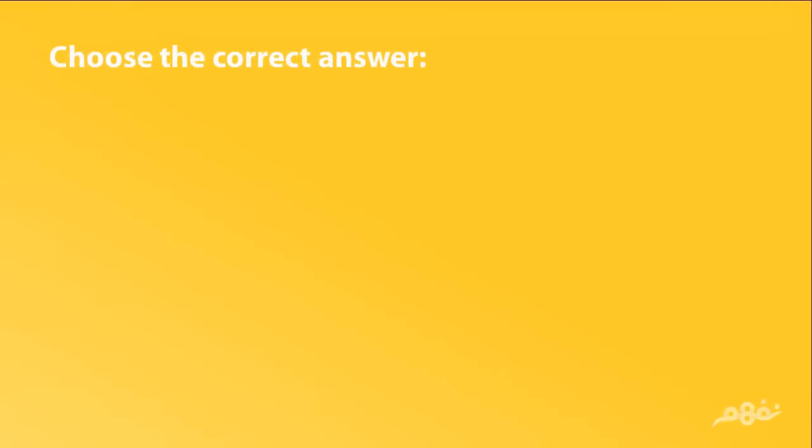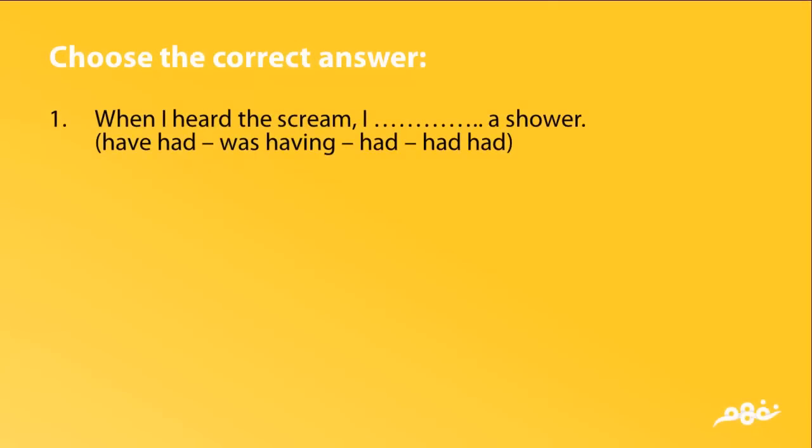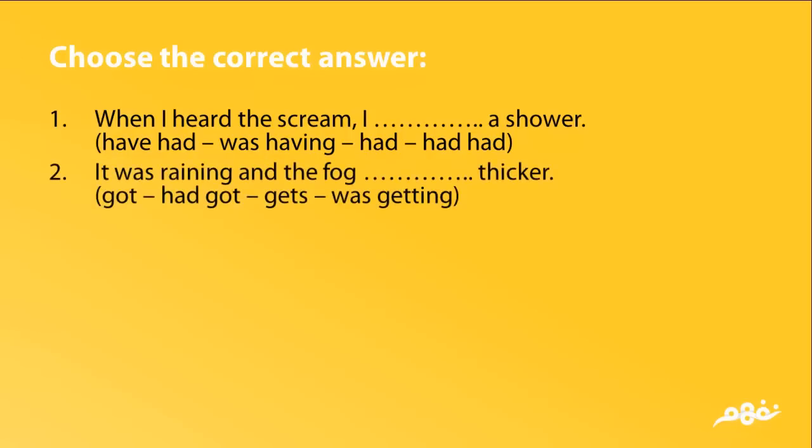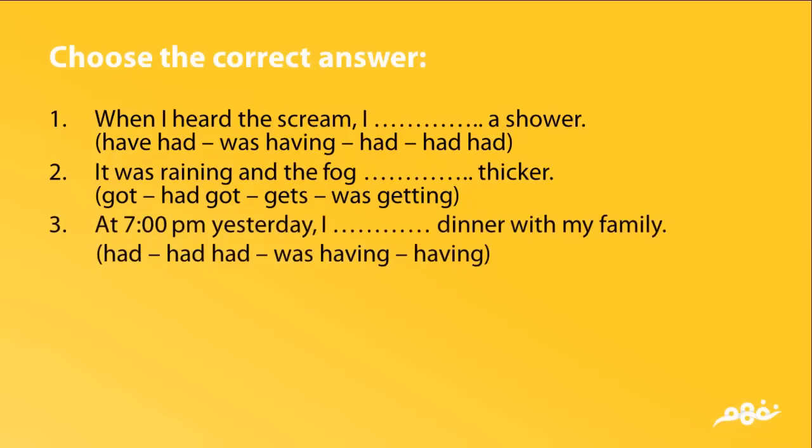Now, choose the correct answer. 1. When I heard the scream, I shouted. Have had, was having, had, had. 2. It was raining and the fog got thicker. Got, had got, gets, was getting. 3. At 7 p.m. yesterday, I had dinner with my family.